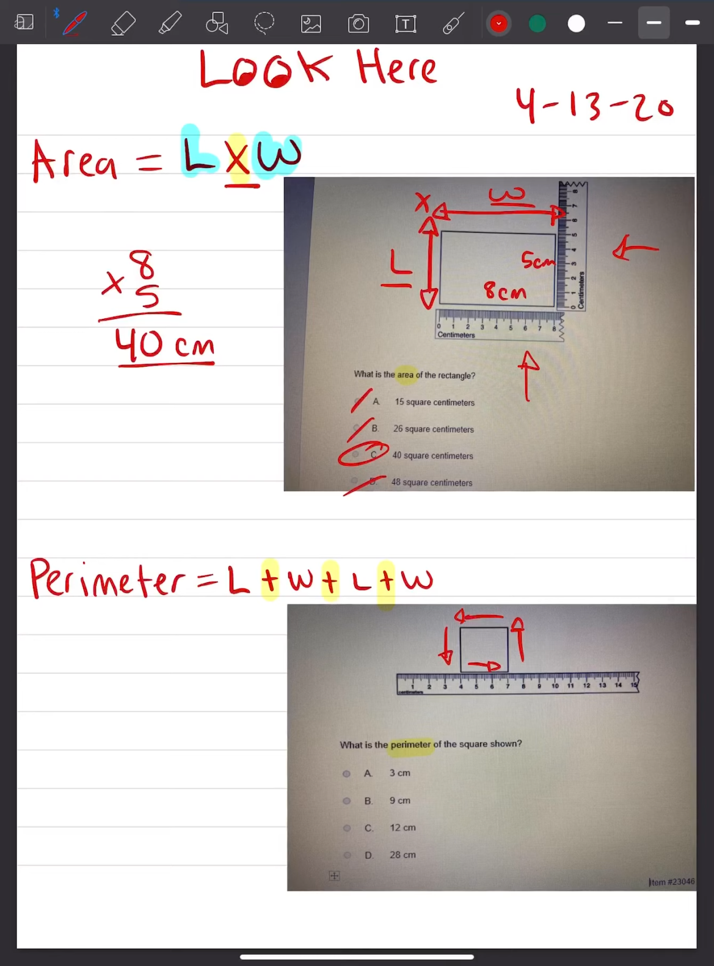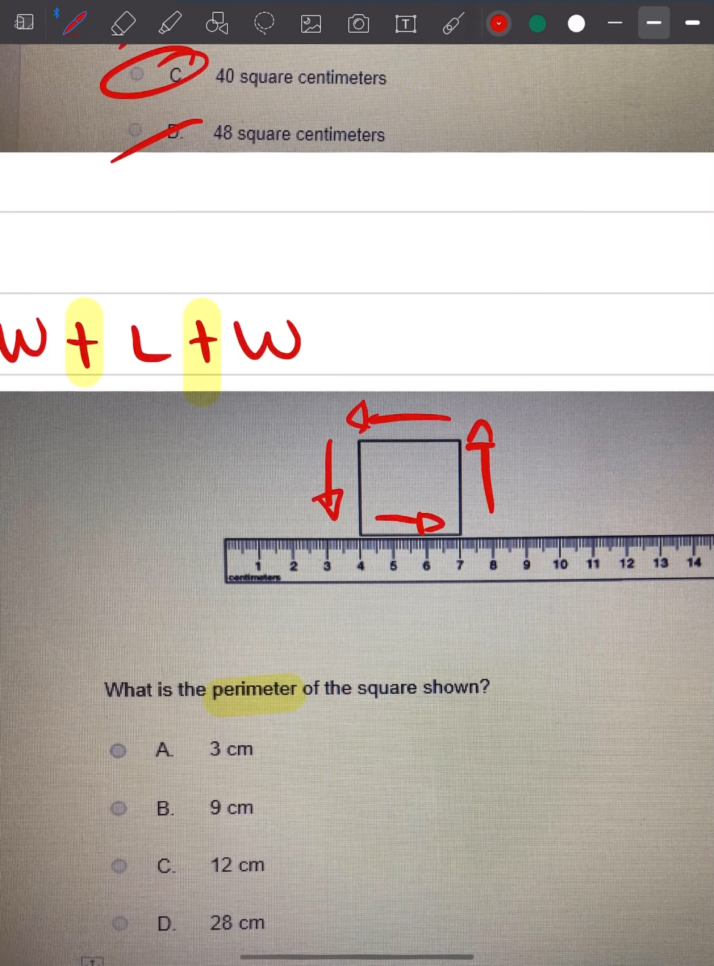What do you know about a square? I'll give you a second to think about it. Yes, a square has all equal sides. Because look, they didn't give me the measurement for everything. So now I'm going to go ahead and think, okay, I'm going to look at the centimeter and see what it measures. I'm going to go ahead and say that it measures 7 centimeters. What do you guys say? Is that right? No, I'm wrong.